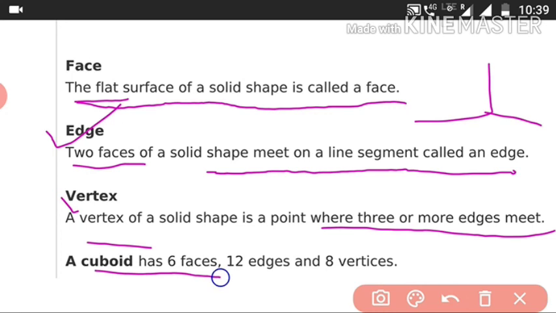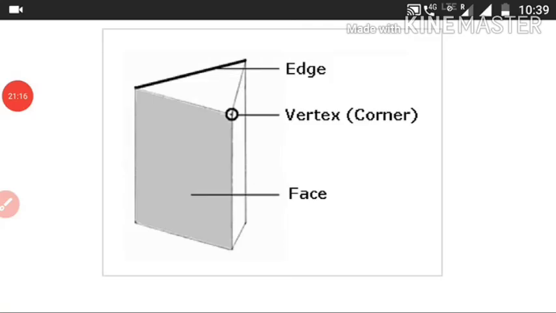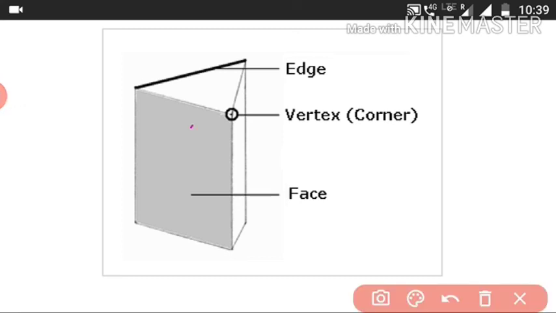Now a cuboid. A cuboid has how many faces? 6 faces, and how many edges? 12 edges, and how many vertices? 8 vertices. Okay, 6 faces, 12 edges and 8 vertices. This is a prism, isn't it? So you can see face. This part is a face, this is a face, this part is a face. In the same way, this part will also be a face.